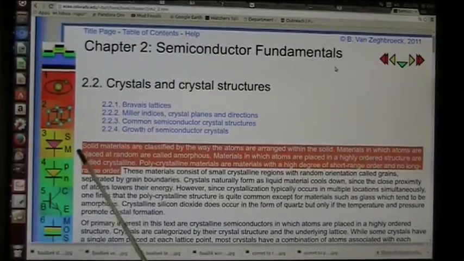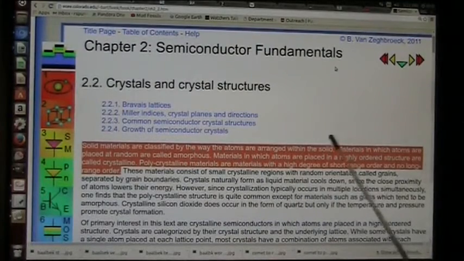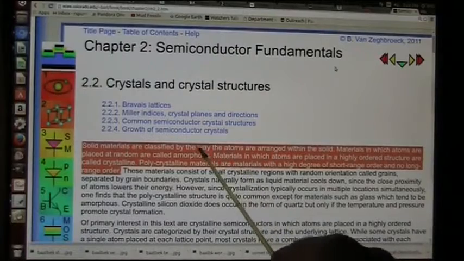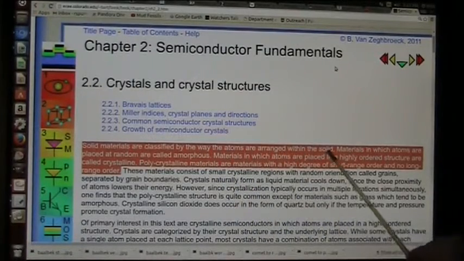Anyway, here's the key to this whole thing. Solid materials are classified by the way the atoms are arranged. That's where I go, to the atoms, because that's my background, the crystalline structure of semiconductors. That's what makes them work. And in your cell phone, everything that you own that is electronic now works with semiconductors, and I'll talk about that in a minute. Anyway, they're all classified by the way the atoms are arranged within that solid.